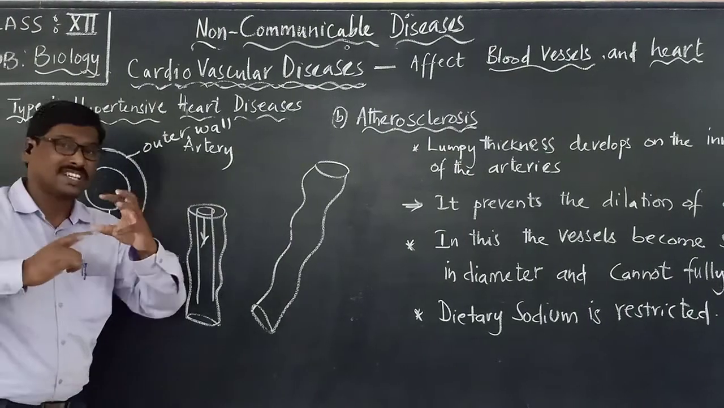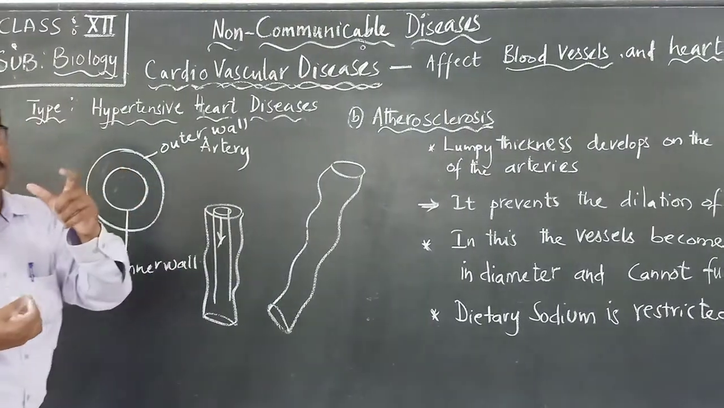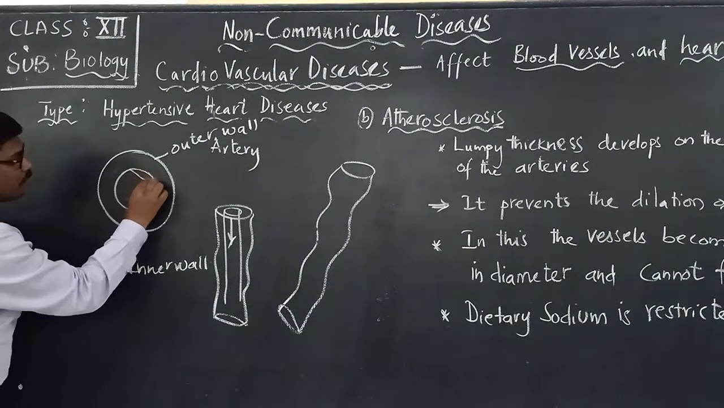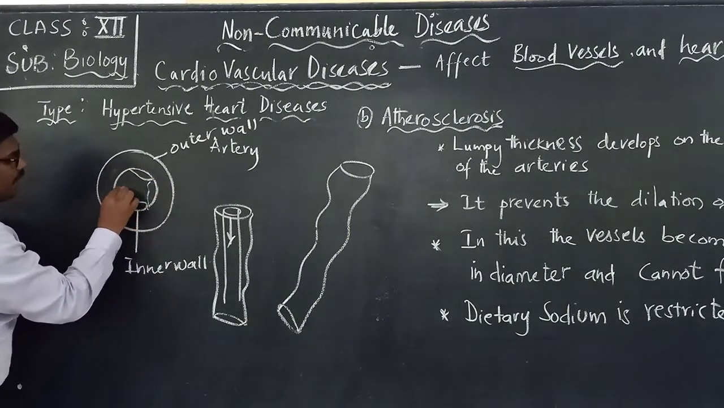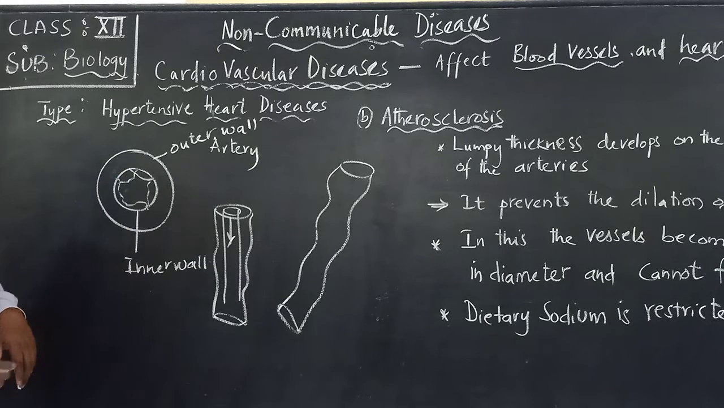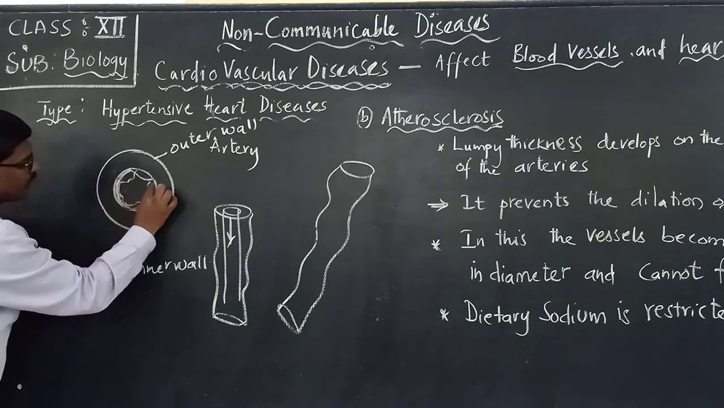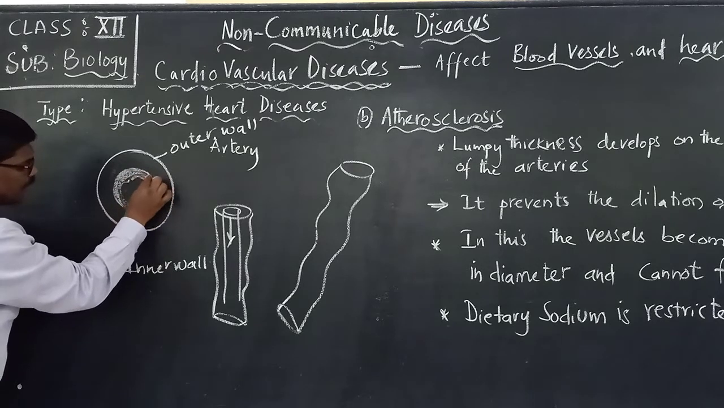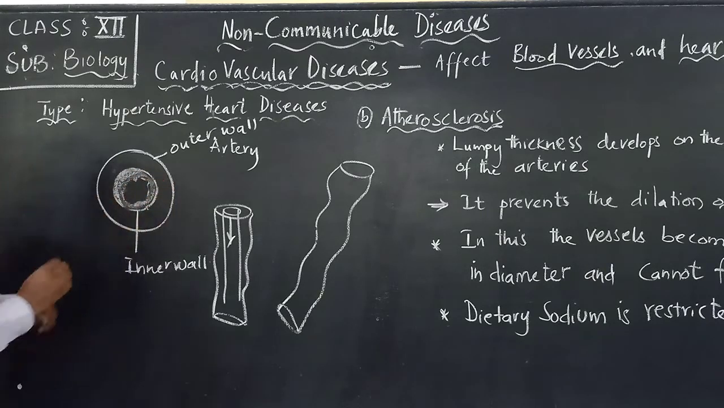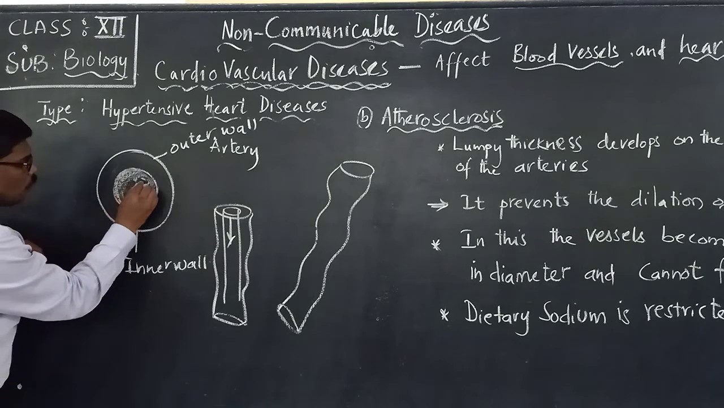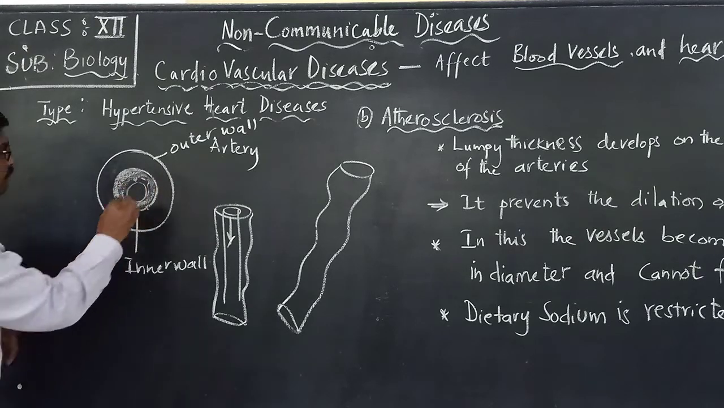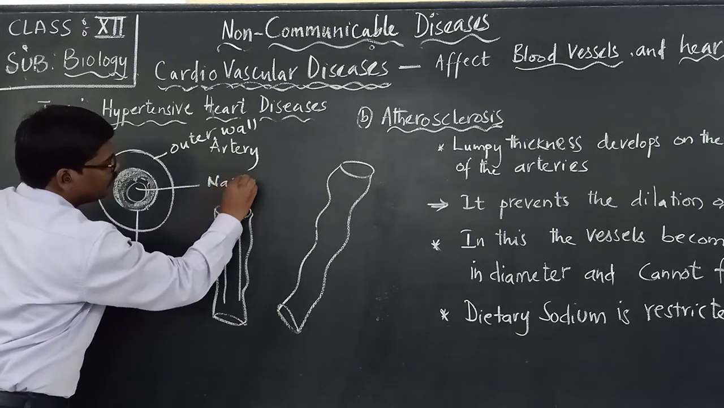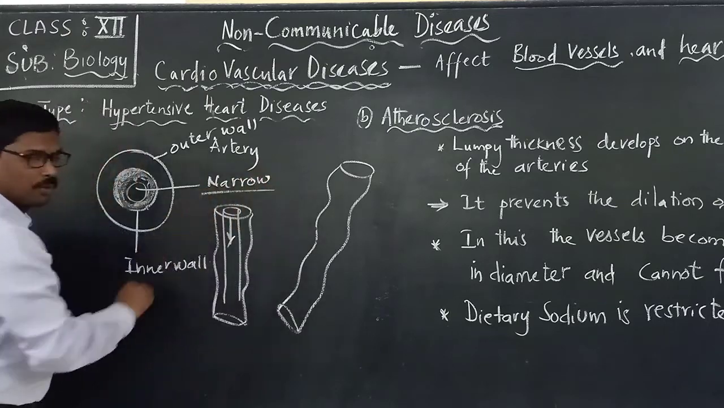What is it that creates this lumpy thickness? It is because of the fat deposition. There will be accumulation of fat on the inner walls of the arteries. So due to the accumulation of these fats on the inner walls of the arteries, what is happening to the passage? It becomes much more narrow.